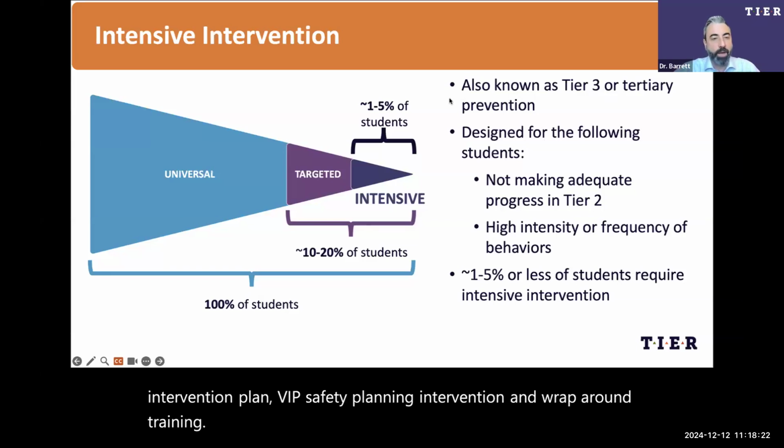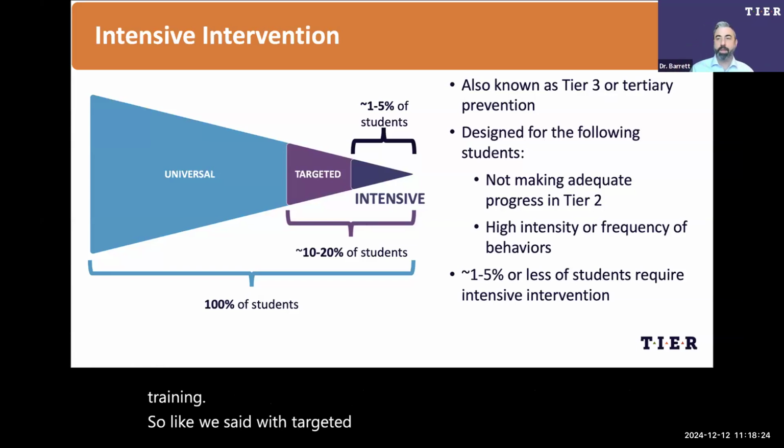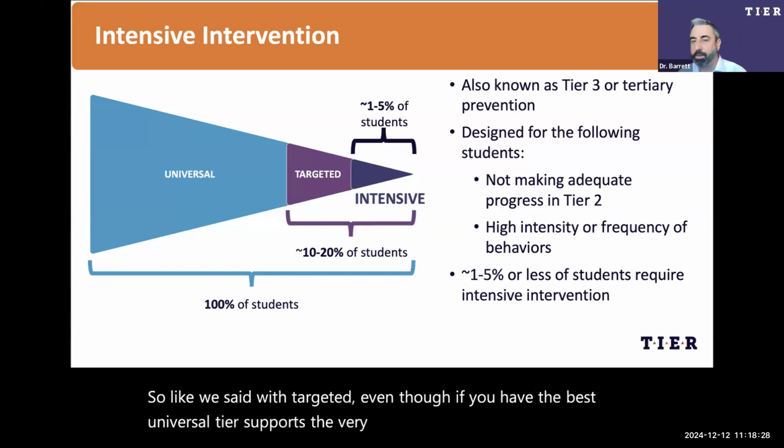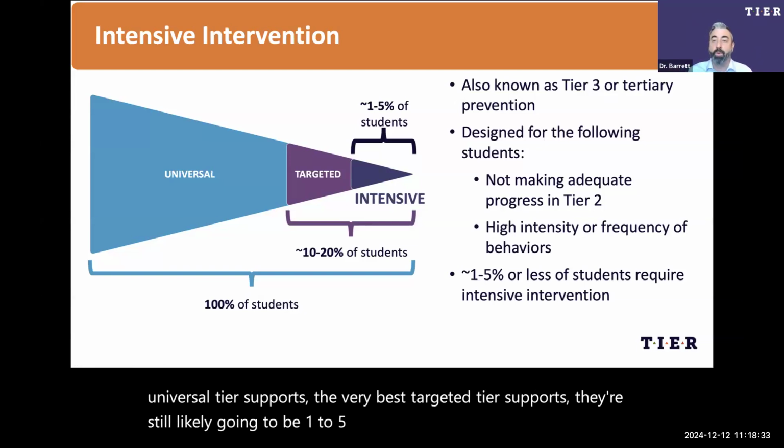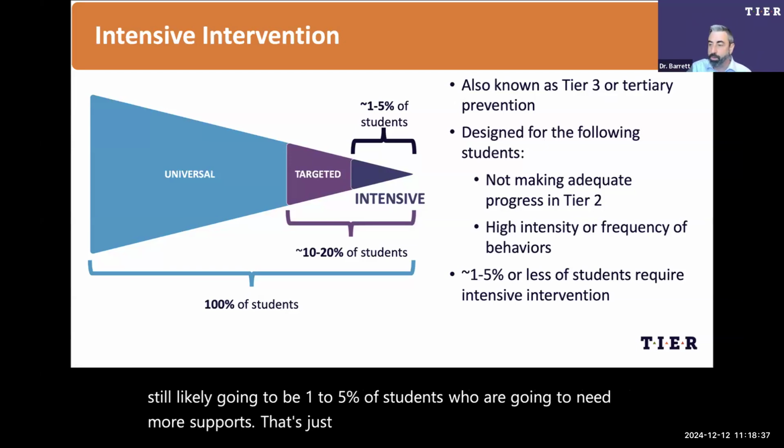So, like we said, with targeted, even if you have the best universal tier supports, the very best targeted tier supports, there's still likely going to be 1 to 5% of students who are going to need more supports. That's just what the research shows us.